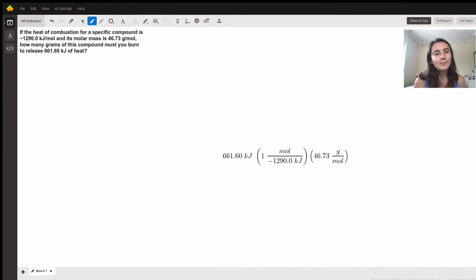Okay, hello everybody. So, the first thing I'm going to do is read this question out loud. Sometimes it helps to read the question out loud before you tackle the problem. So, if the heat of combustion for a specific compound is negative 1,290 kilojoules per mole and its molar mass is 46.73 grams per mole, how many grams of this compound must you burn to release 661.60 kilojoules of heat?